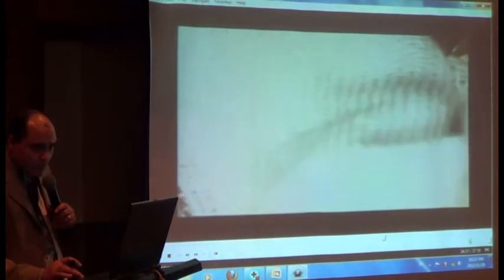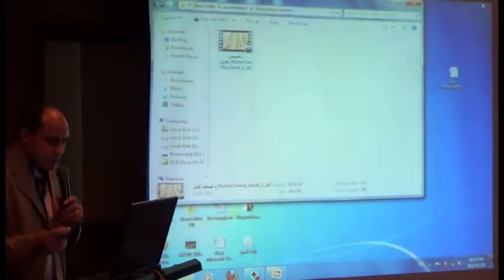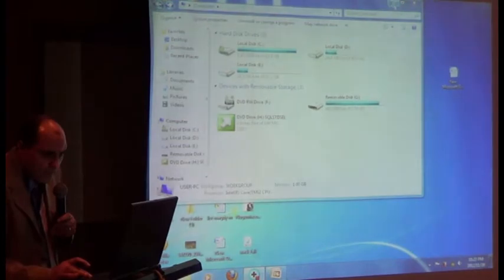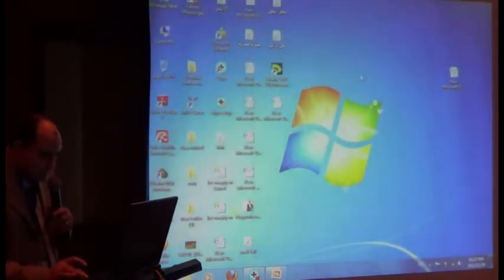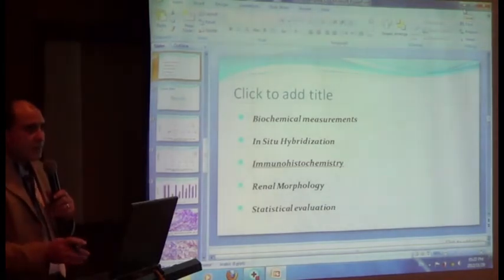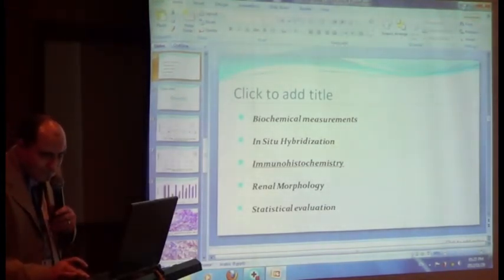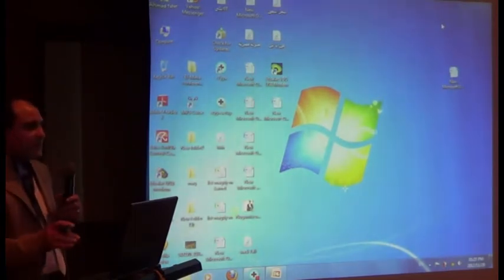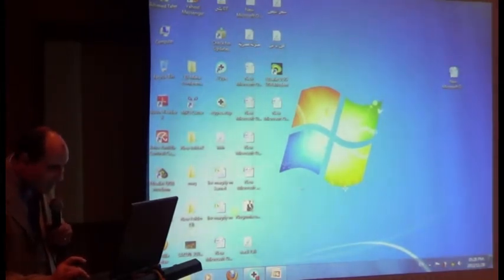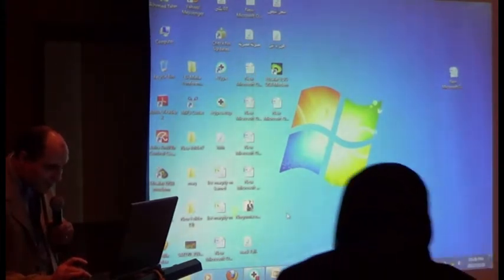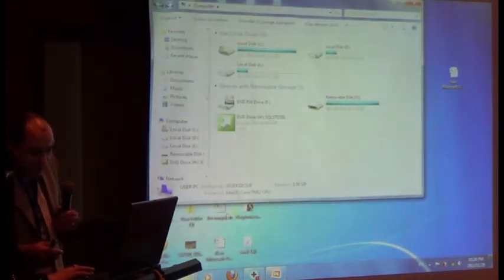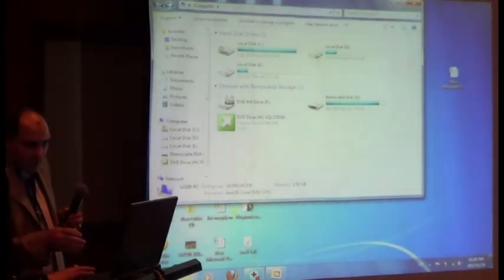Here is the last movie, for isolation of stem cells from the red bone marrow. Can you see? Yeah, we remove the disc.